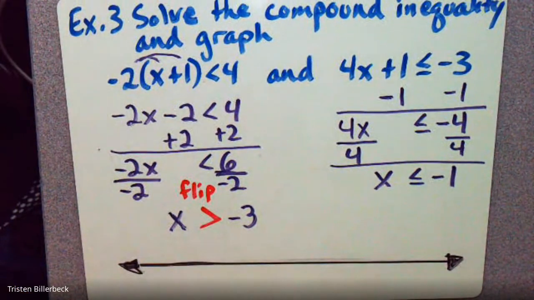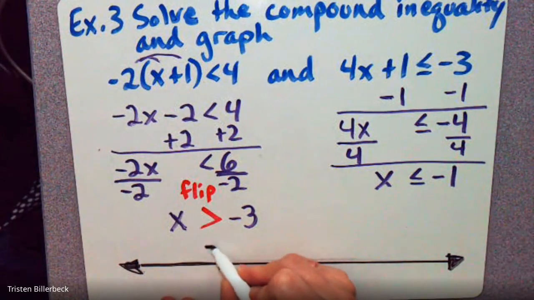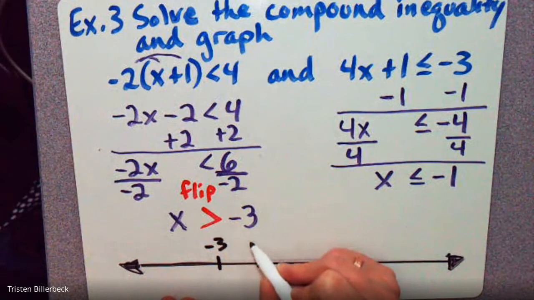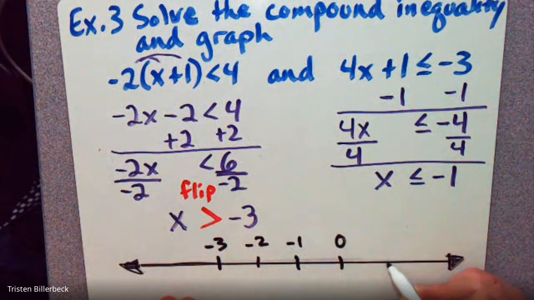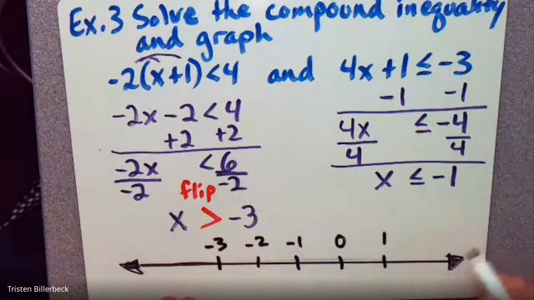Now it's saying an "and" situation, so let's see if we do it right. If we did this the right way, it would show an "and". Okay, so we know we have a point at -3 and -1. So let's put -3 right here, -2, -1, and we have 0 and 1.